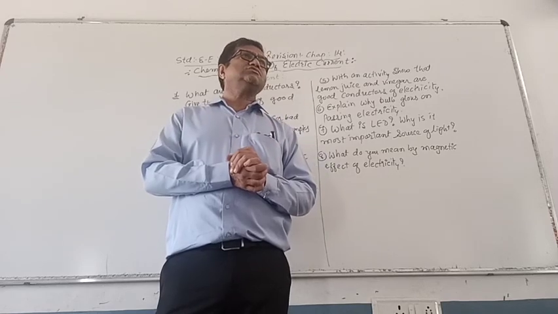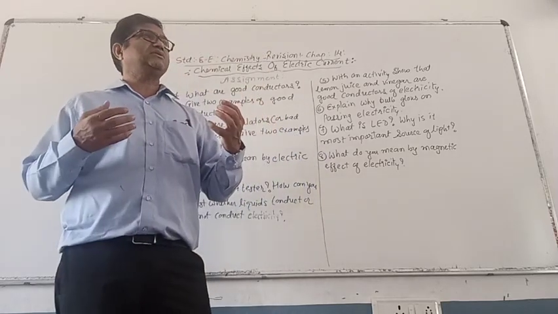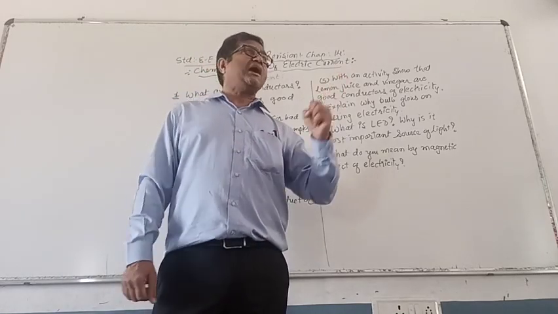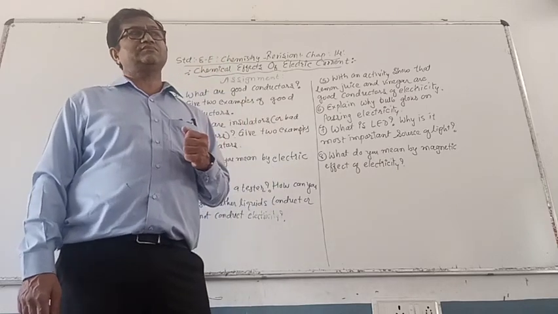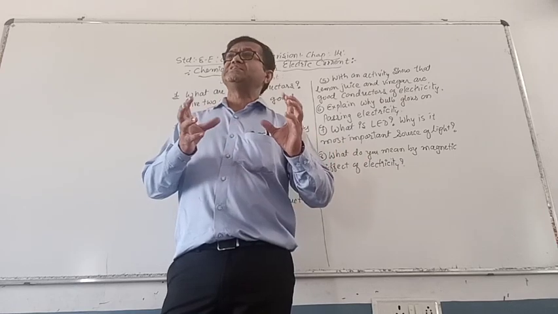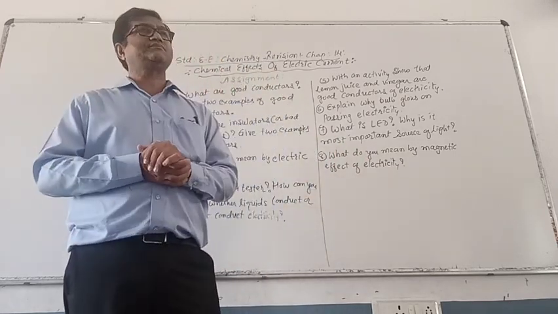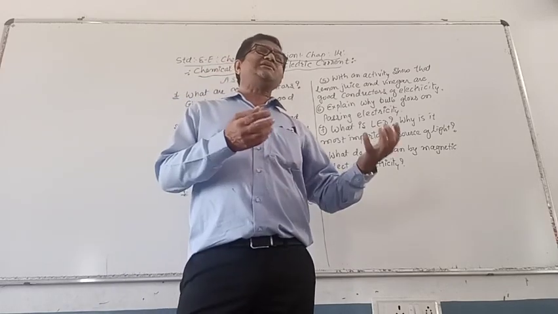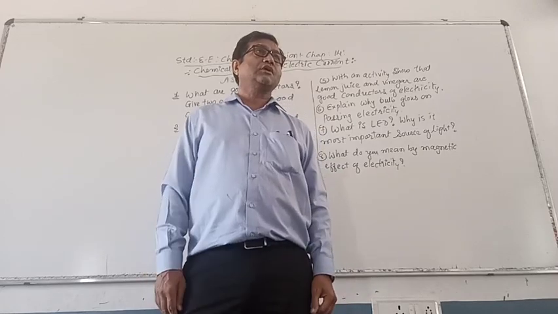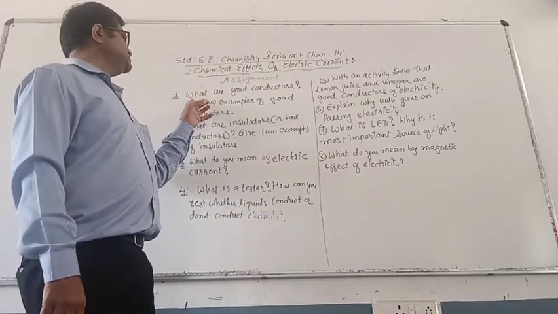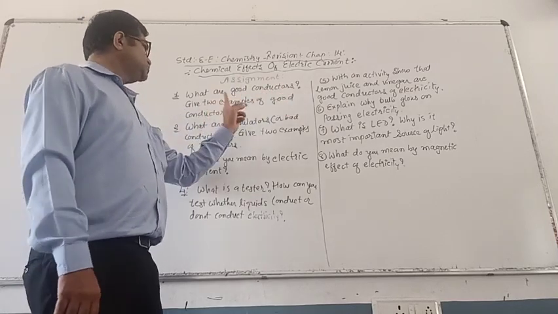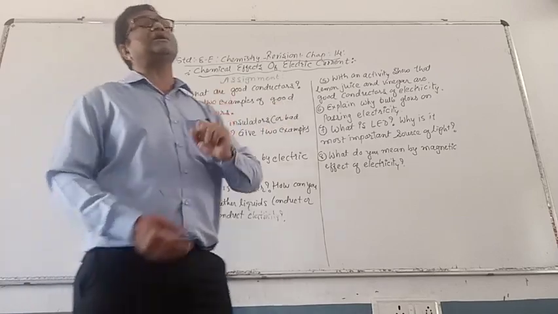So now there are different effects of electric current. First of all, we know that electricity only passes through certain materials. It cannot pass through each and every material that we know. So our first question is, what are good conductors? Give two examples of a good conductor.